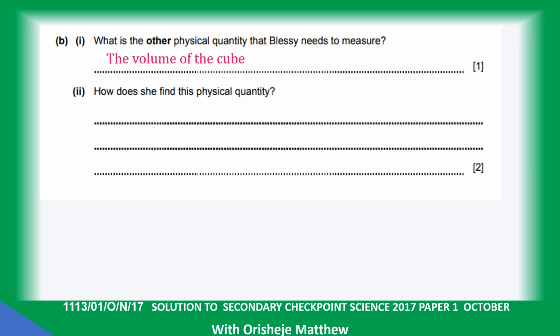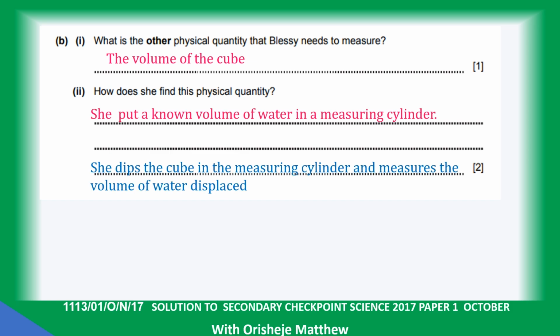She puts a known volume of water in a measuring cylinder. She dips the cube in the measuring cylinder and measures the volume of water displaced.